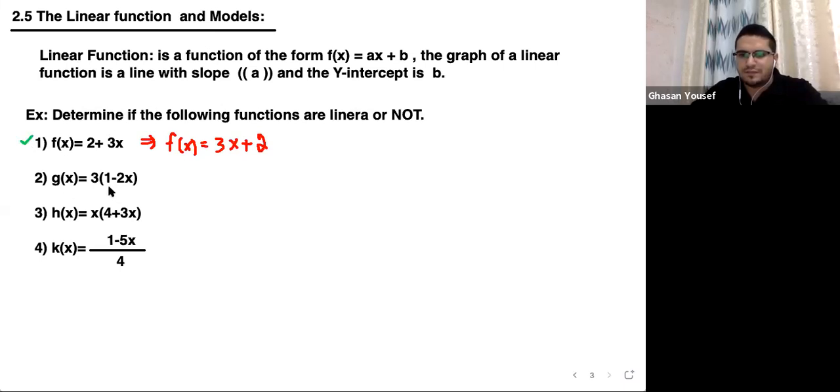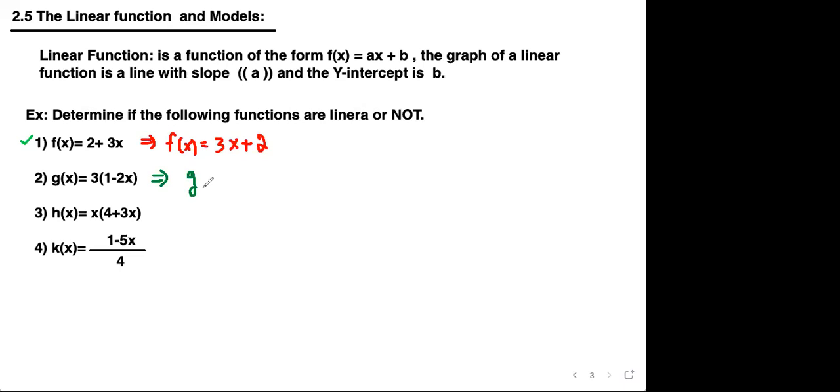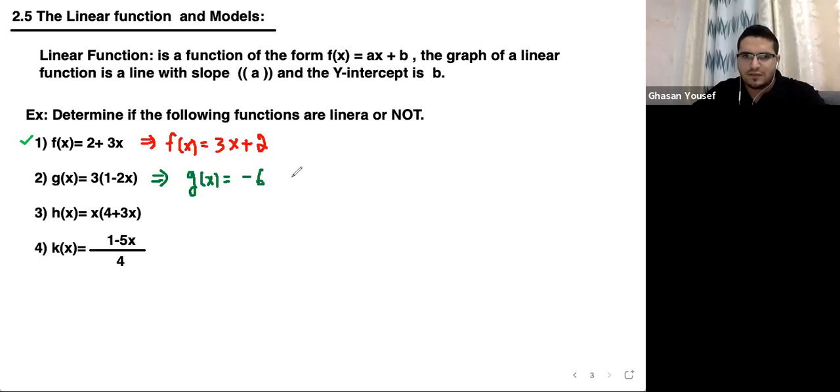So it is a linear function. Yes, correct. For the second one, is it a linear function? Yes or no? Yes. Can you rewrite this one in the form f of x equals ax plus b? Yes, g of x equals negative 6x plus 3. Exactly. This is correct. So here the a is -6 and the b is 3. So for the second one, yes, correct.